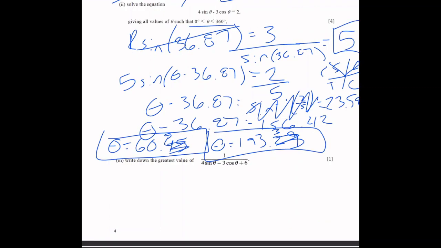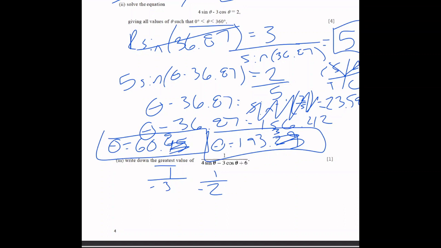Our next question says to write down the greatest value of 1 over 4 sine theta minus 3 cosine theta, plus 6. So it's what we had earlier, plus 6. This is a really interesting one, so to speak. They put in a fraction, so that tells me something about fractions. Let's imagine a few values to put in there. 1 over negative 3, well, it's going to be negative 1/3. That's not that big. That's not the greatest possible value. Let's try 1/2. That's certainly bigger.